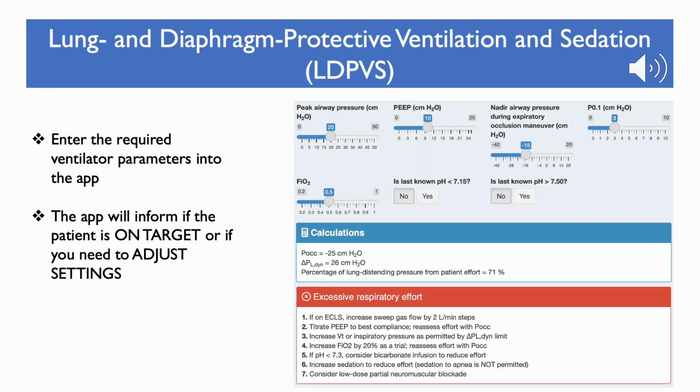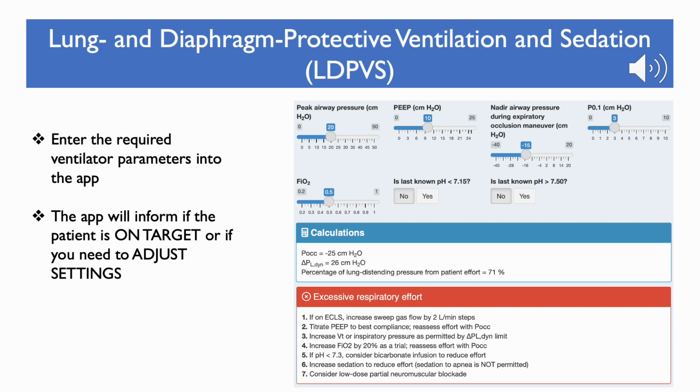Often, when patients transition to spontaneous breathing, they develop very high respiratory effort levels, resulting in high lung distending pressures. In this scenario, the patient is breathing spontaneously with the ventilator, but the respiratory effort level is very high, as indicated by the POC of -25 centimeters of water, and this results in high lung distending pressures. The protocol and the app suggest various possible interventions to control respiratory effort.